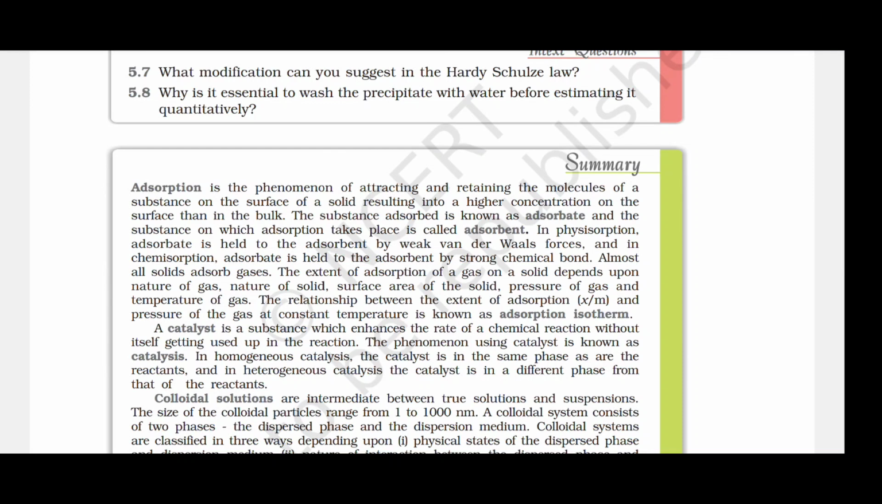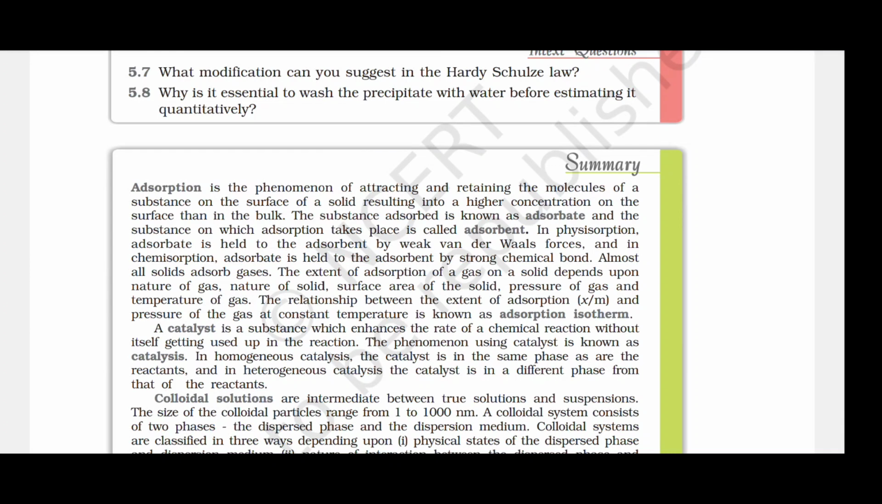Almost all solids adsorb gases. The extent of adsorption of a gas on a solid depends upon nature of gas, nature of solid, surface area of the solid, pressure of gas, and the temperature of gas. The relationship between the extent of adsorption x/m and the pressure of the gas at constant temperature is known as adsorption isotherm. A catalyst is a substance which enhances the rate of a chemical reaction without itself getting used up in the reaction. The phenomenon using catalyst is known as catalysis.